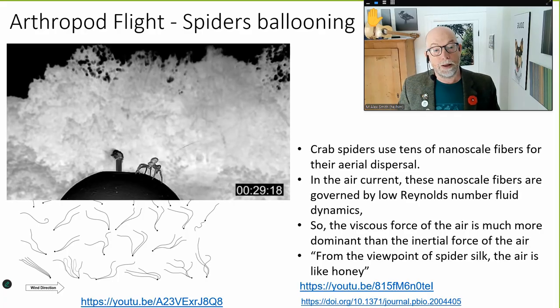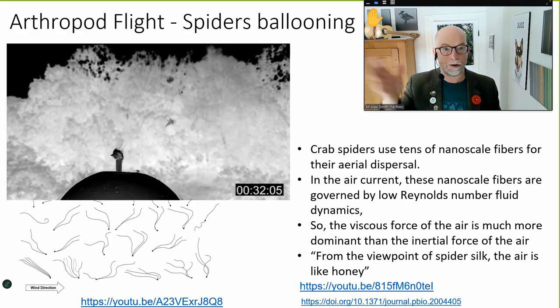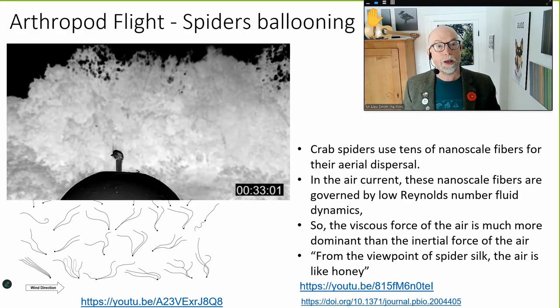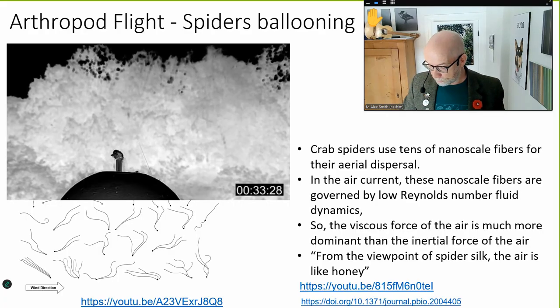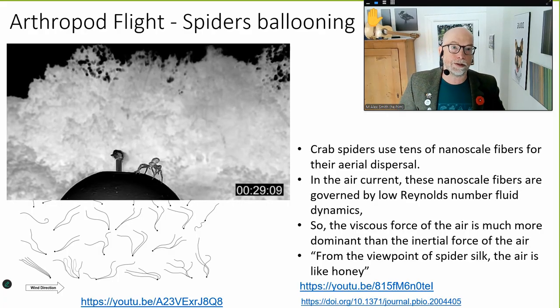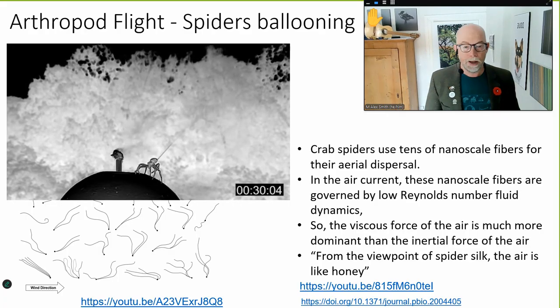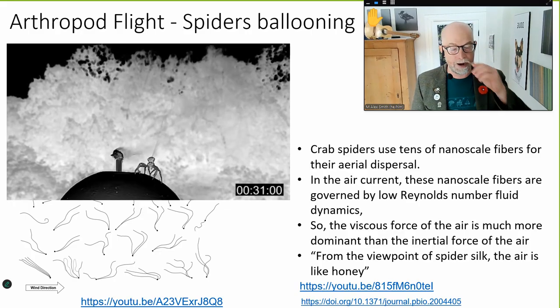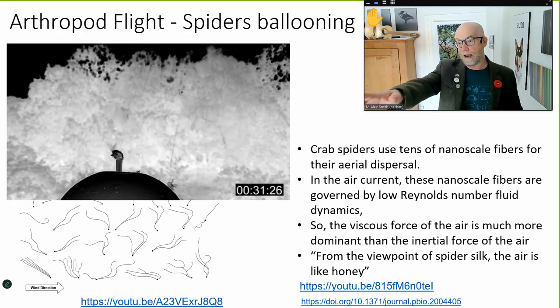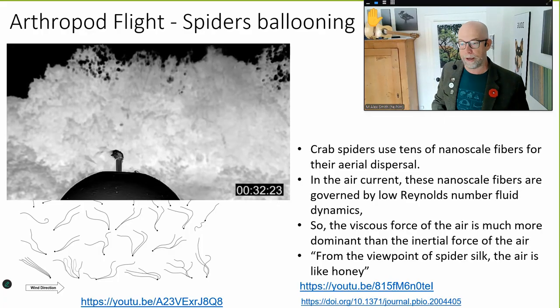For this spider, though, that's releasing those nanoscale fibers, the viscous force of the air is much more dominant than the inertial force, than the wind. So the quote from the paper that I love, or the science outreach of the authors of this paper, is that from the viewpoint of the spider silk, the air is much more like honey. So they just let it out, and then whoop, they get pulled away.